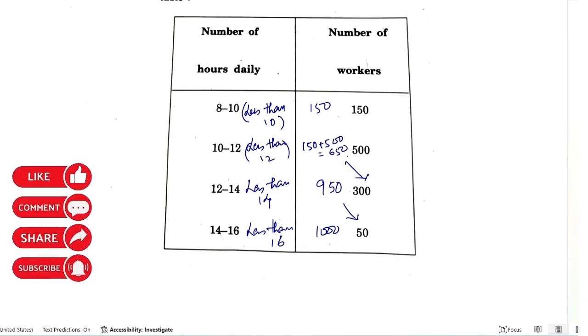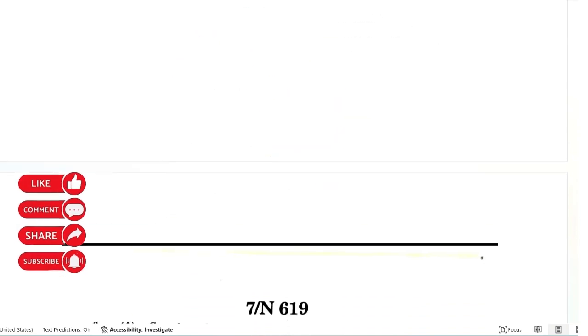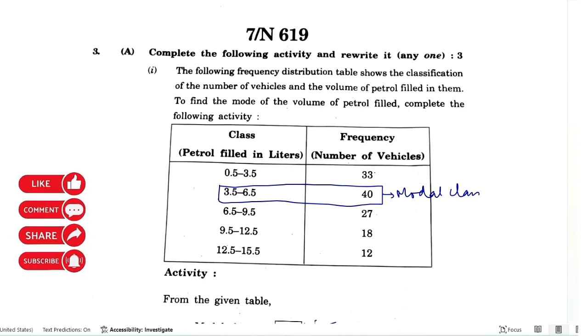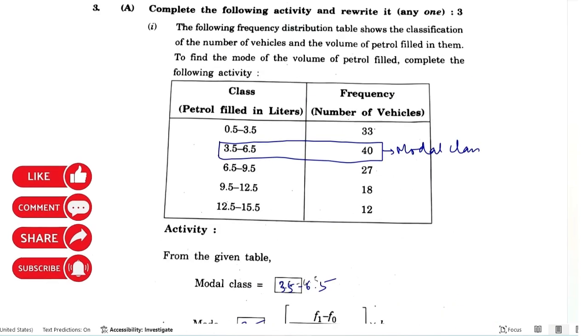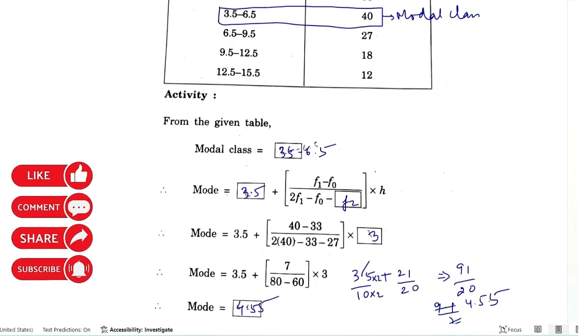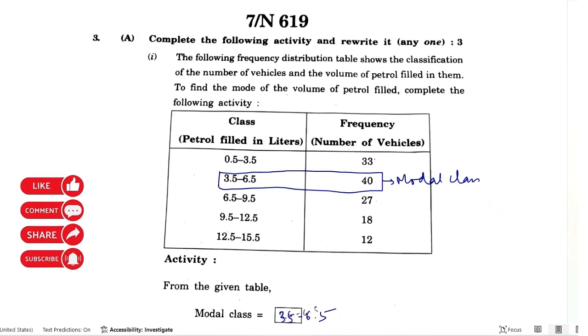Now the question number 3 here, 3 marks question out of 2. Again, it's activity. Out of 2, 1 has to be done. So here we have to find the mode of this table.